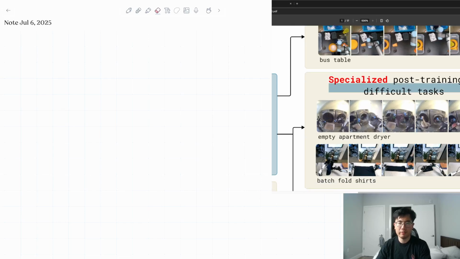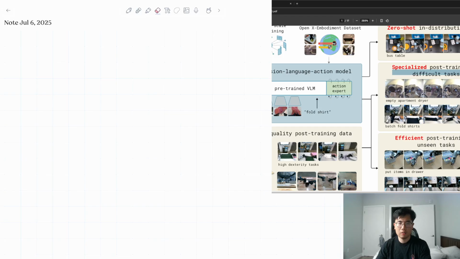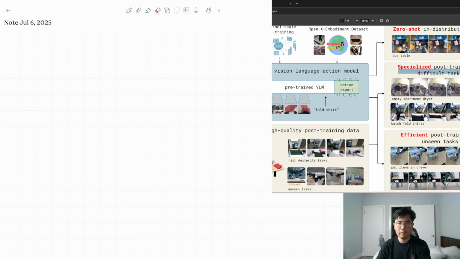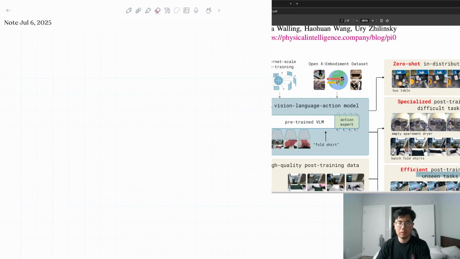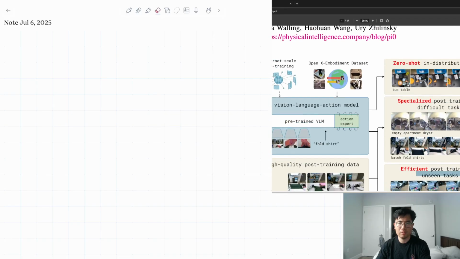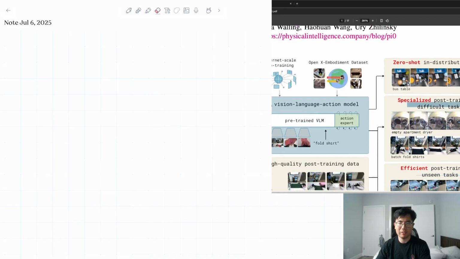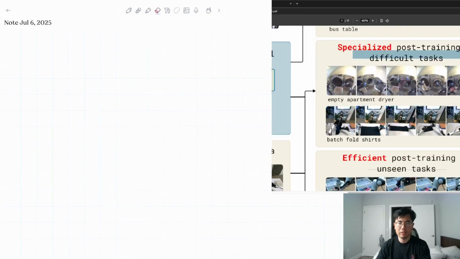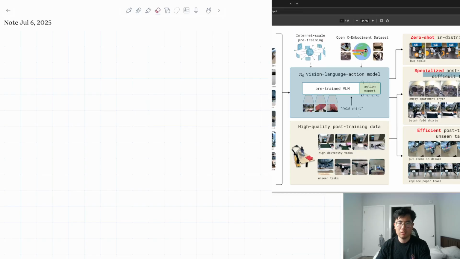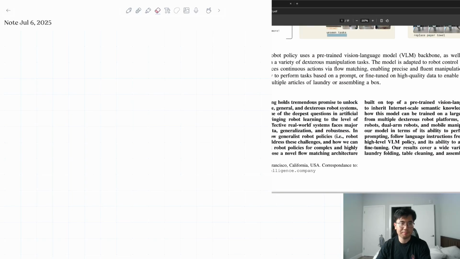Specialized post-training to difficult tasks, or efficient post-training. I don't know exactly what this means. All these are just post-training. You need to post-train it, is essentially what this says.